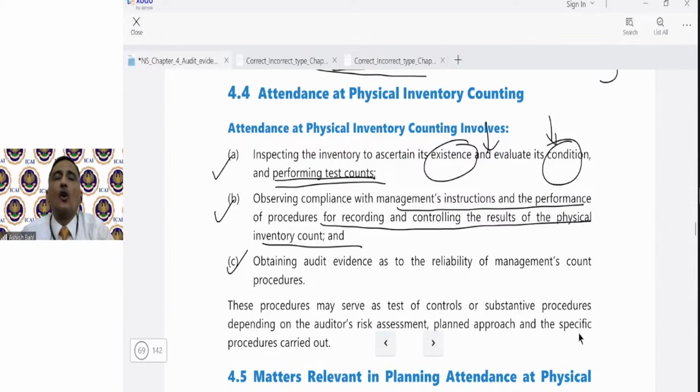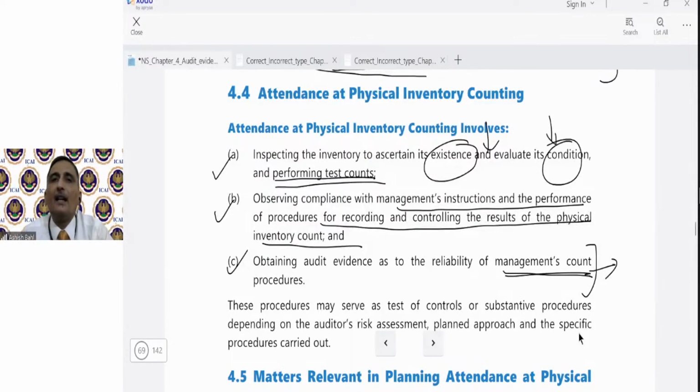Okay. So obtaining audit evidence as to the reliability of management's count procedures, whatever management has counted or physically verified, whether these are correct, whether these are proper, by carrying out test counts. So yes, Madhav Tiwari, test count means that he is counting on a test basis. टेस्ट काउंट का यही मतलब है.